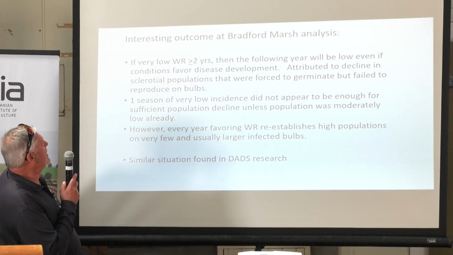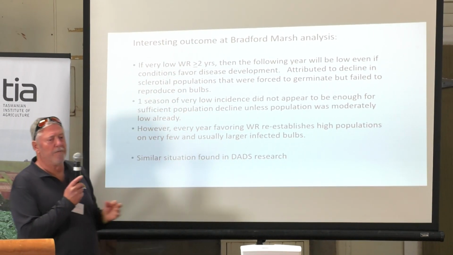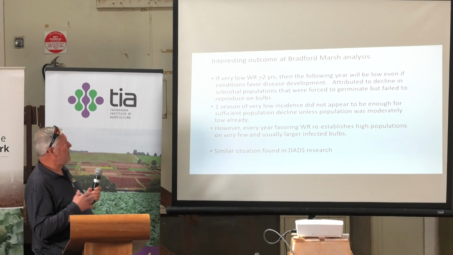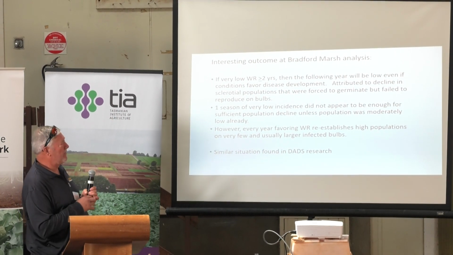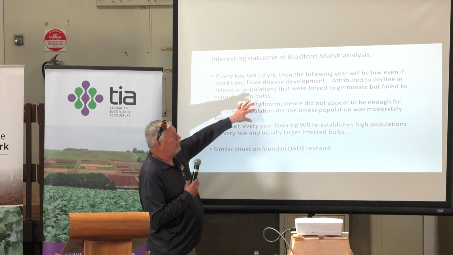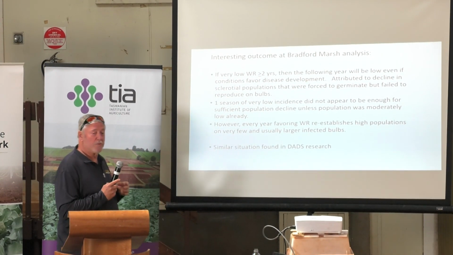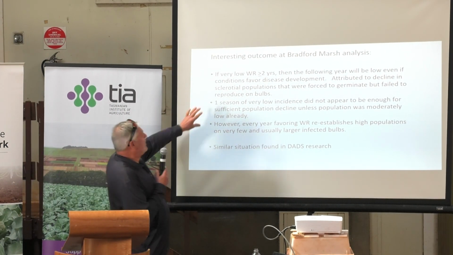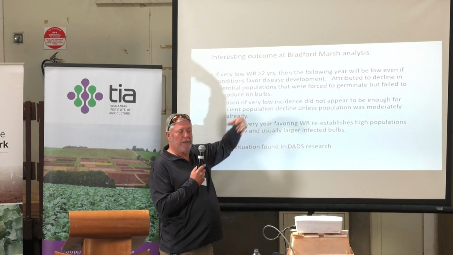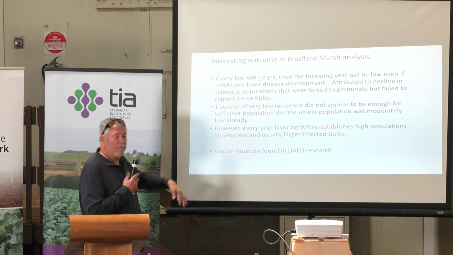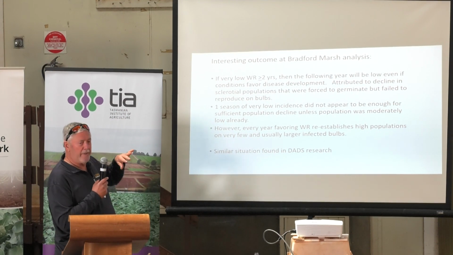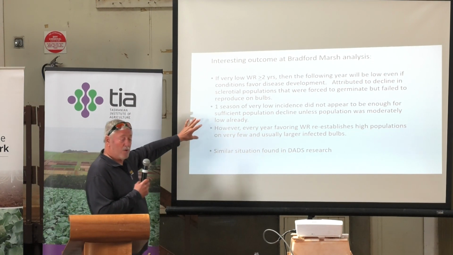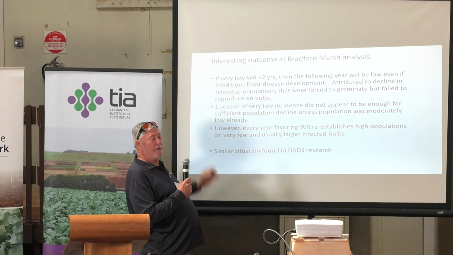And looking at a lot of years, it looked like if the model tells us it was going to have very low white rot for two years, and if they actually experienced very low white rot for two years in a row, then the third year was actually pretty low, even if conditions were right for intensive white rot. What we rationalized is that with two years of stimulating the sclerotia but failing to reproduce, the population had dropped. And by the third year, they got relatively little white rot because the populations were very low. We don't have sclerotial numbers to back that up, but it does match our other research.